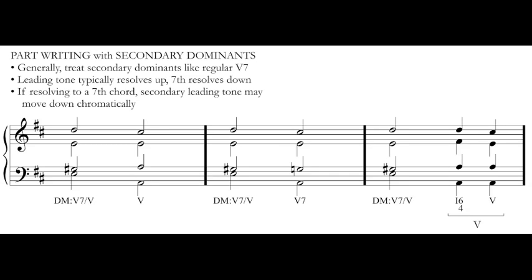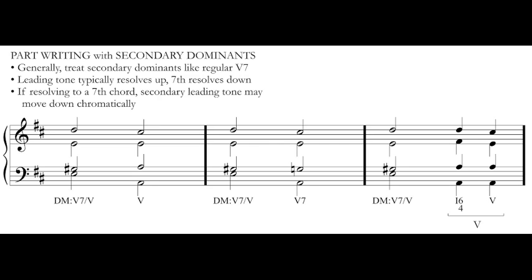I'd like to finish our talk by talking about part writing with secondary dominants. And this shouldn't be too rough because we've already learned how to part write with V7 chords and V triads a while back. Generally, our secondary dominants should be treated like regular V7s or V chords. We want our leading tone to resolve up and our 7th to resolve down.